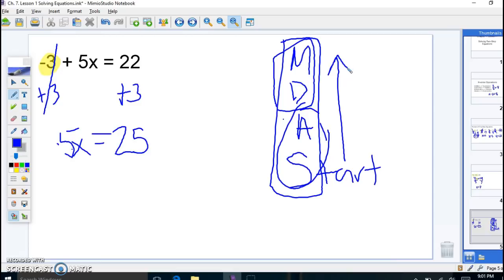So now we're left with 5x equals 25. It's 5 times x. So to undo the multiplication, we have to divide. We're going to divide both sides by 5. Therefore, 25 divided by 5 gives me 5, and x equals 5. I always want to make sure that I say x equals. I don't want just the answer of 5.